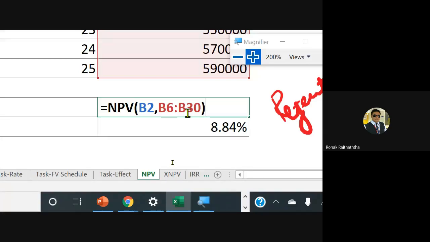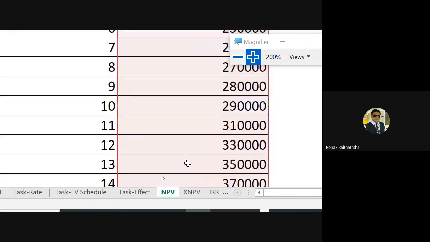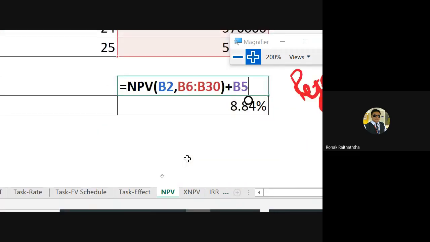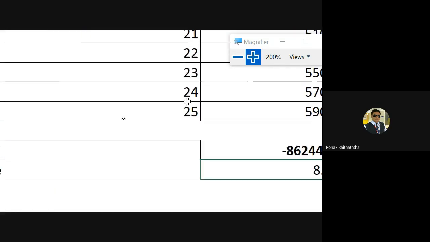Now what I'll do is, I'll do plus. See, I could have used the minus if the outflow had been positive, but I am using plus because the outflow has been written there as a minus right now. So plus this cell which is the outflow, 30. So this is how my syntax should look. And if I press enter, the NPV comes negative.